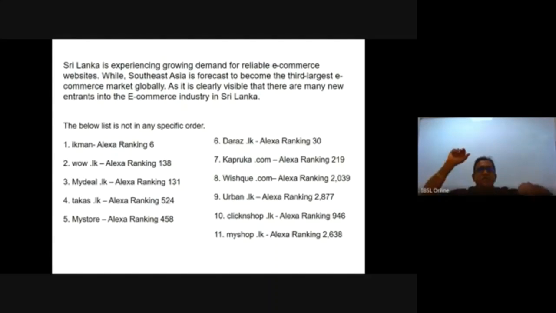So Sri Lanka is experiencing growing demand for reliable e-commerce websites. Through websites, a lot of companies sell their products. While Southeast Asia is forecast to become the third largest e-commerce market globally, it is clearly visible that there are many new entrants into the e-commerce industry in Sri Lanka.